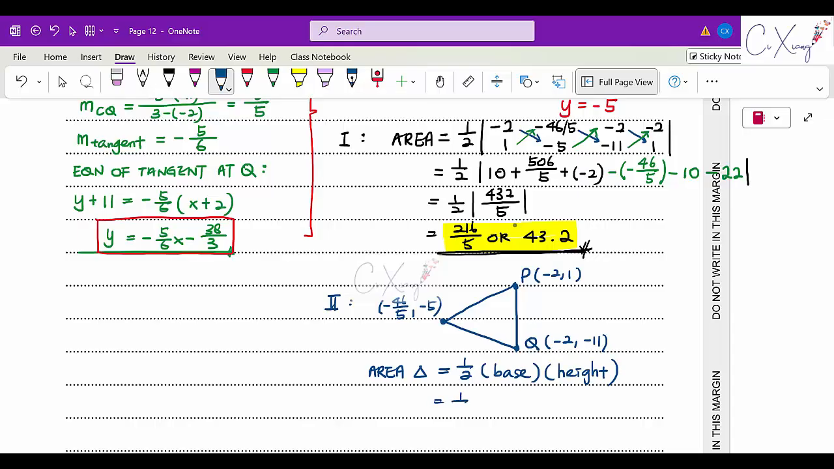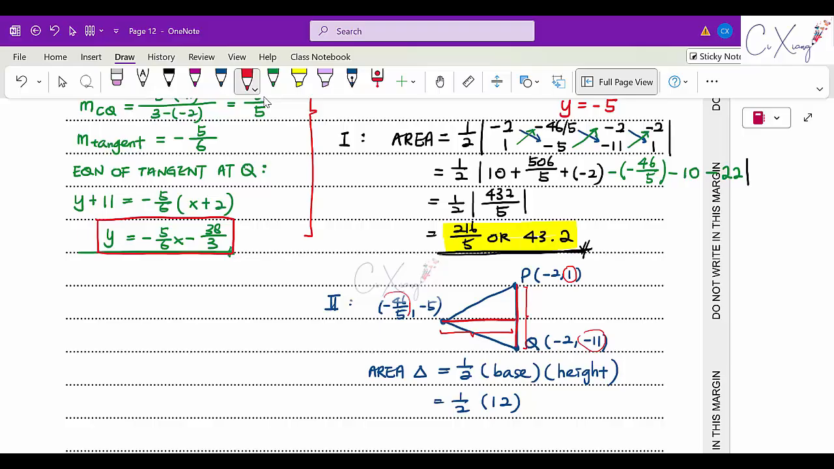Okay, I assume that this red color part is the base. So what's the length for the base here? Okay, you know that the y coordinate is 1 and then the other y coordinate is negative 11. So the distance from 1 to negative 11 should be 12. So I assume that the base is 12. Okay, then after that I want to get the height. What's the height for the triangle? Which is this one. Okay, so what is the horizontal distance here? So you are looking at the x coordinate, right?